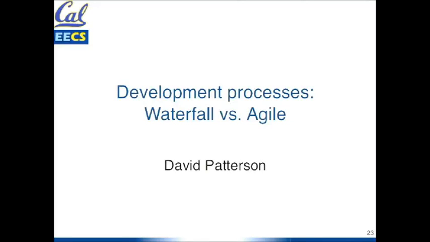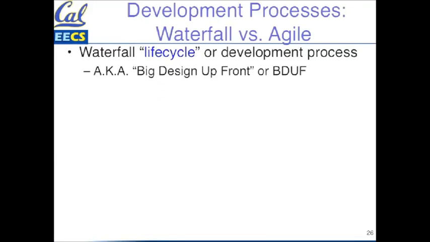Development processes: Waterfall, which is the more traditional, versus what this course is about, which is Agile. Waterfall gets called a life cycle. It's basically a development process, but I was confused when they used life cycle like lifetime. That's not what it is. Life cycle is kind of the development process of software.